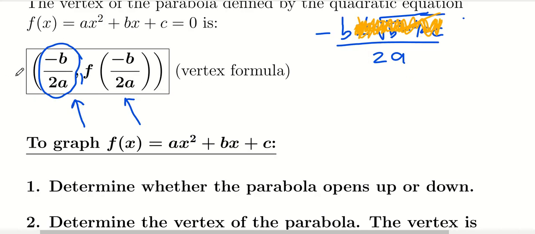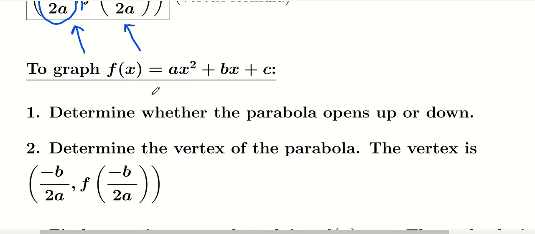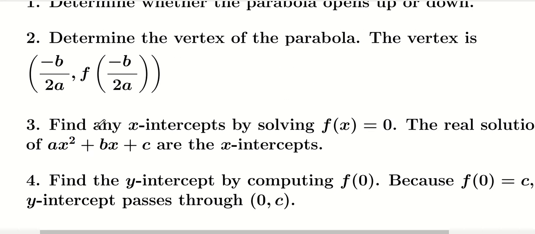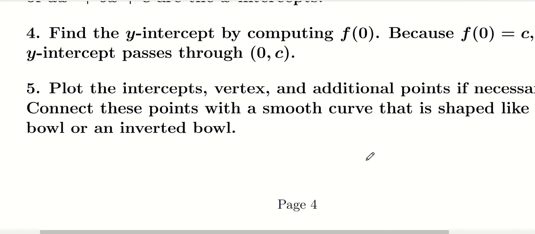With that additional information, we should now be good to go. We can find the vertex by using the vertex formula, negative b over 2a, and then comma, the function evaluated at negative b over 2a. That tells us the vertex of the parabola. We already know how it opens based upon the sign of a. We find the intercepts the same way. You set the function equal to 0 and solve. And to find the y-intercept, you simply evaluate the function at 0.